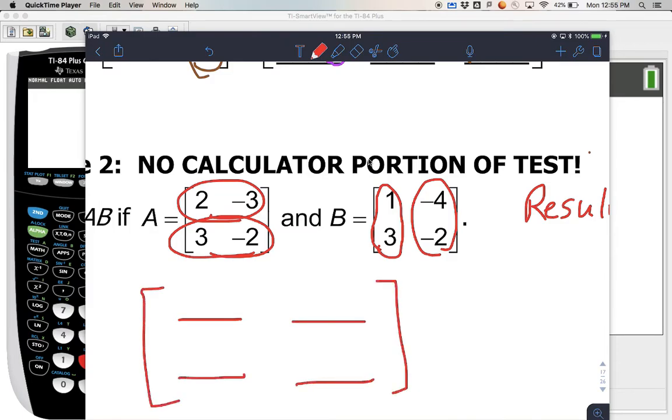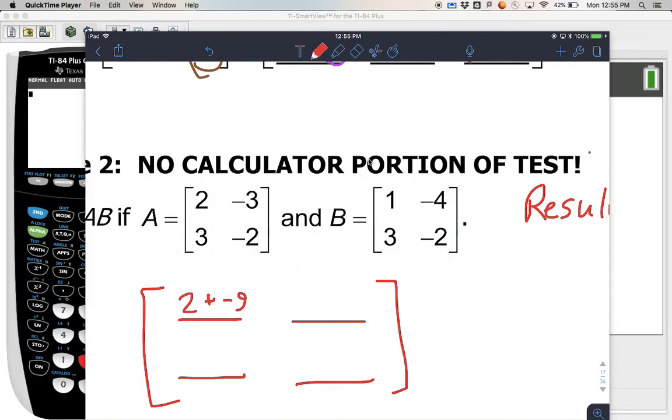Okay, so we're going to go for the top row. We're going to go this times this right here. So 2 times 1 right there. 2 times 1, that'll be 2. And then negative 3 times 3 is going to be negative 9. So it's basically 2 plus negative 9 right there. And that'll be in that top left spot. And then actually I'm going to fill in all the blanks and then we'll simplify here in a second.